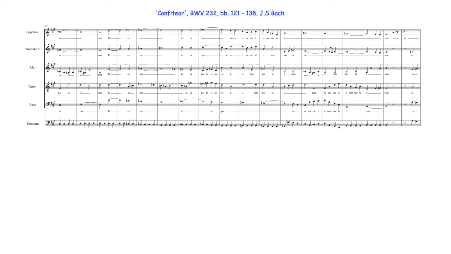The alto part's contour also realigns with the second soprano's D, while the alto's B notes realign with the tenor's contour, which then moves above them. The continuo also realigns with the bass's contour.